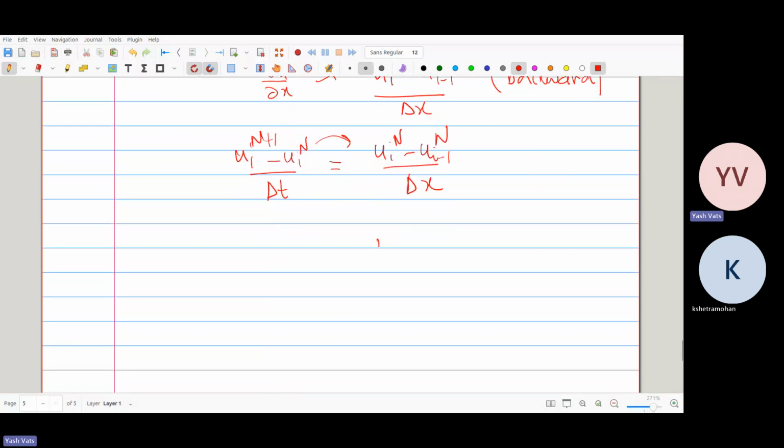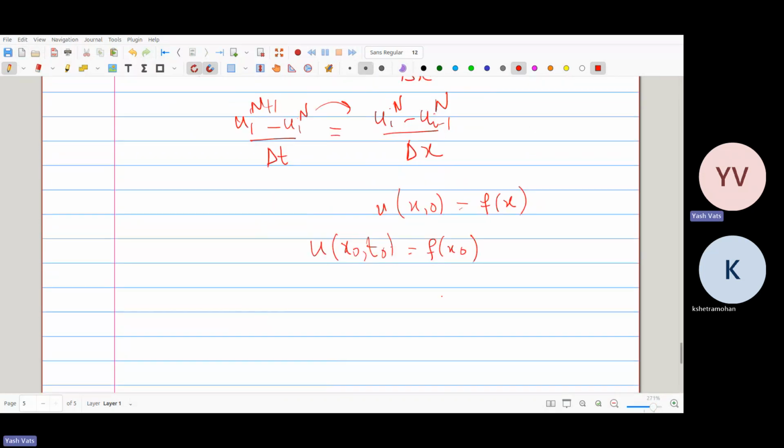So if you have the initial condition u(x,0) equals f(x), it means that at t naught, u(x naught, t naught) is f(x naught). So if you have to find the value u at x naught at t1, then what should it be?